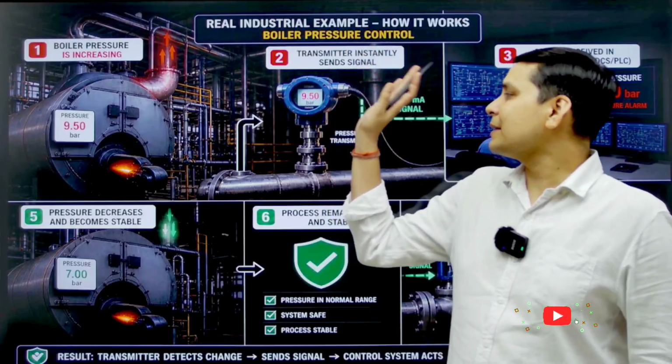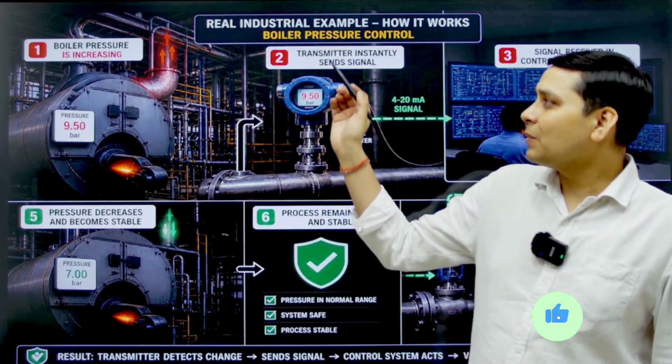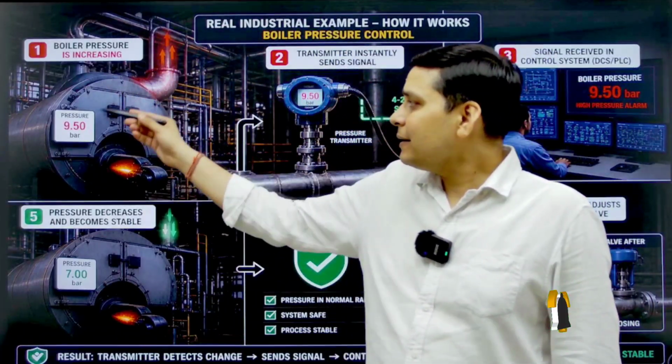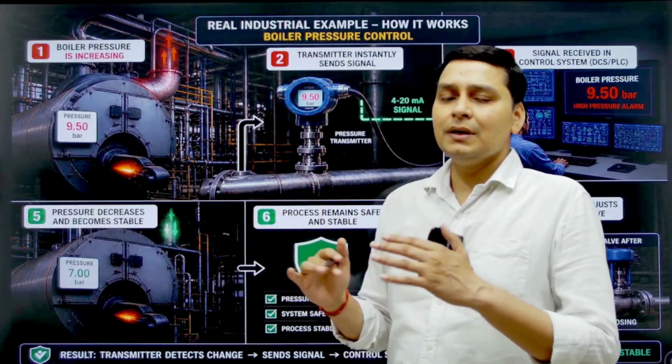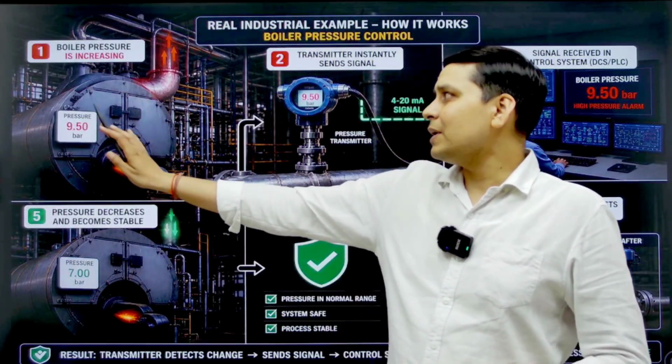Here we are taking the example of boiler pressure. Suppose boiler pressure is increasing and the pressure increases up to 9.5 bar. We are taking just an example. This value may be any other value also.